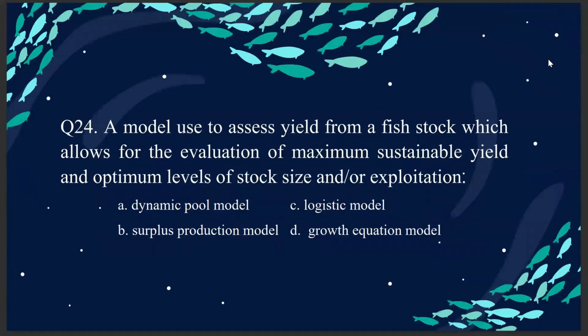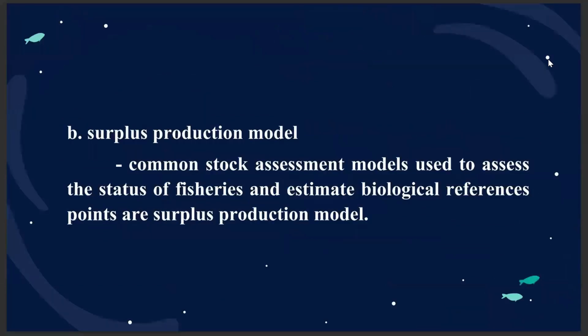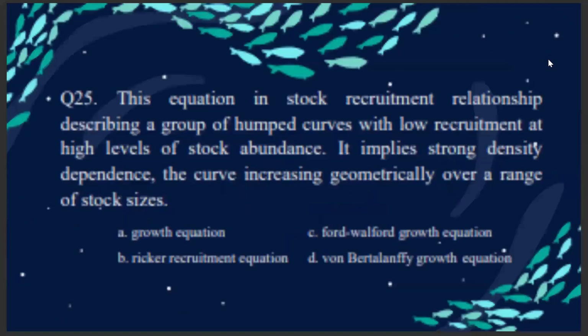Question number 24. A model used to assess yield from a fish stock which allows for the evaluation of maximum sustainable yield and optimum levels of stock size and or exploitation. A. Dynamic model. B. Surplus production model. C. Logistic model. D. Growth equation model. The answer is B. Surplus production model. A common stock assessment model used to assess the status of a fishery and estimate biological reference points is the surplus production model.